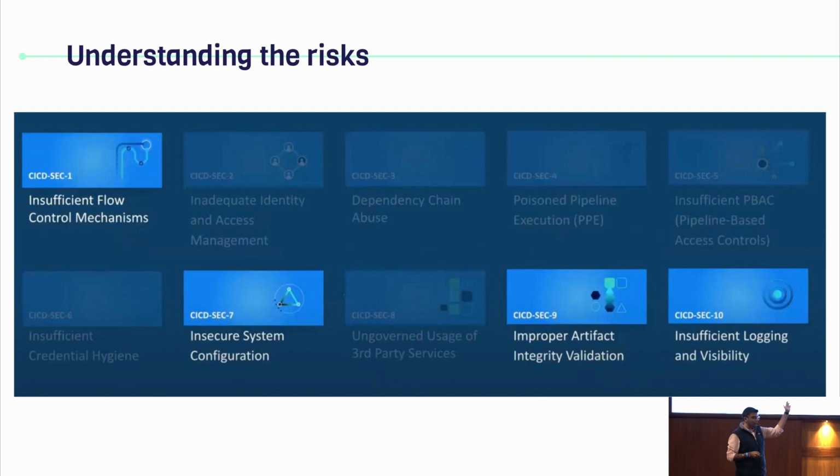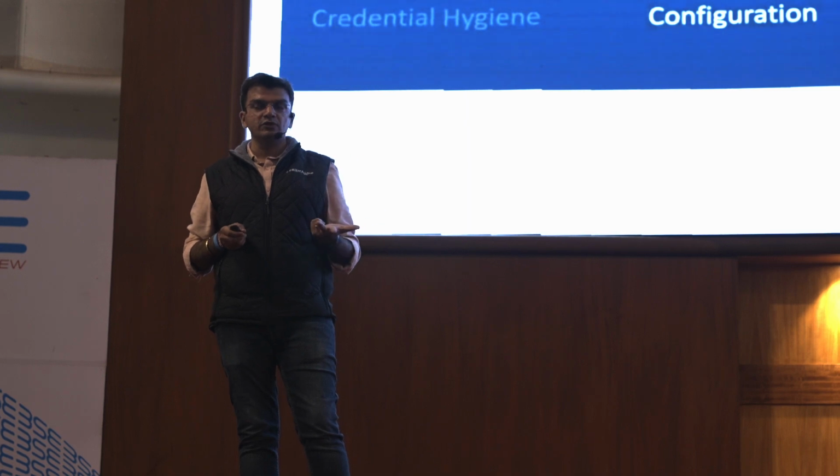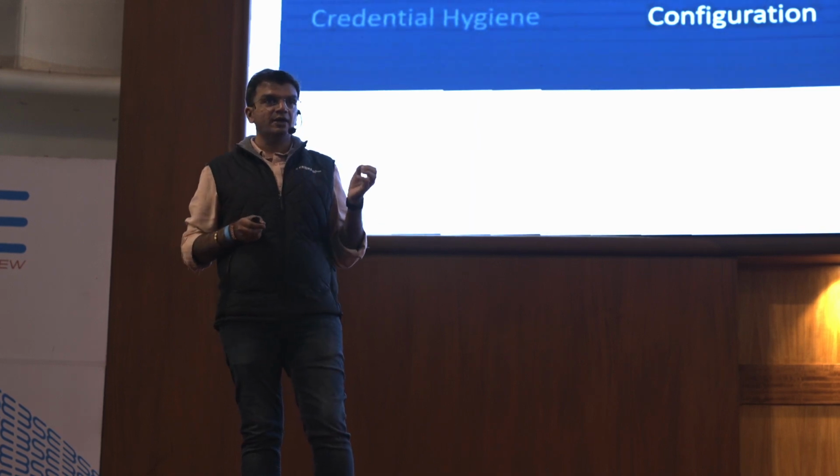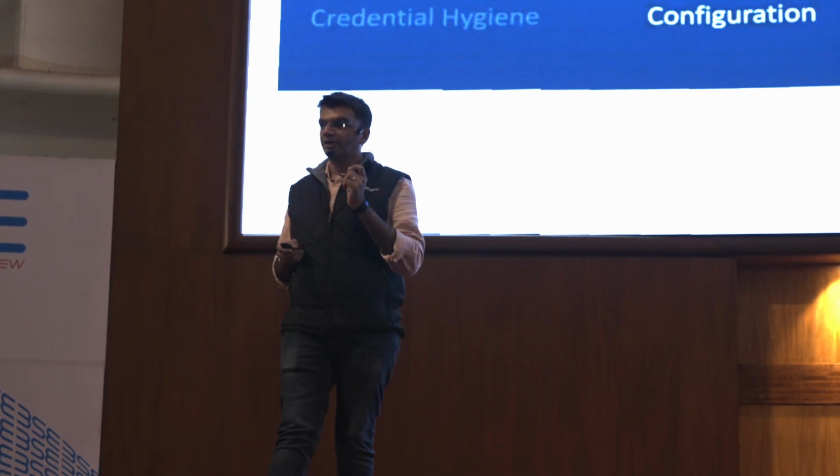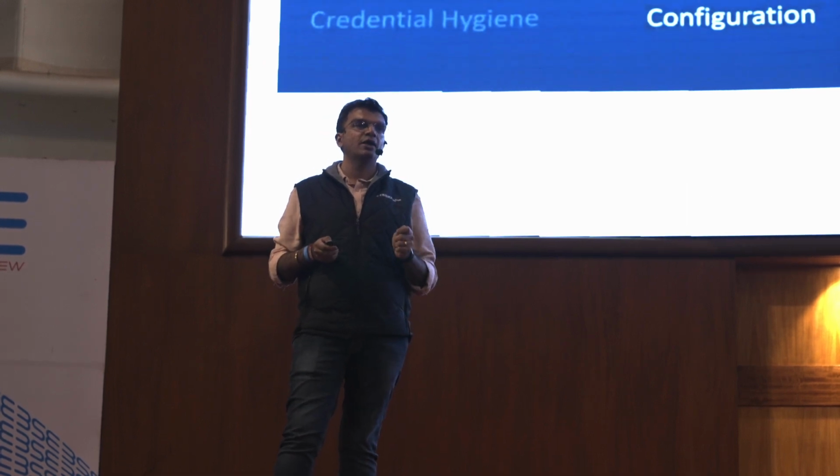So if you see, there are top 10 standards. Okay, these are the 4 that you see, from the OWASP top 10. So it was CI/CD Sec 1. Okay, so these are the names of these standards. It is insufficient flow control. 7th is system configuration. 9th is artifact validation. And the 10th one is insufficient logging and visibility.